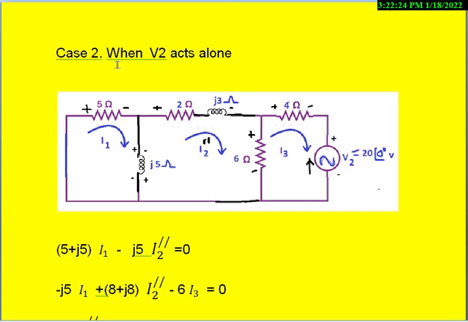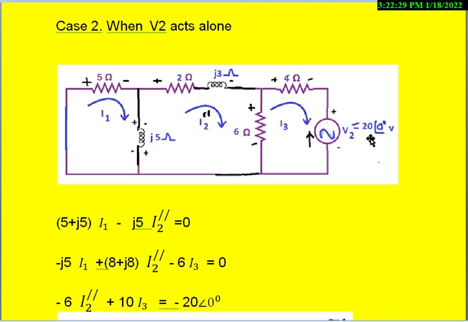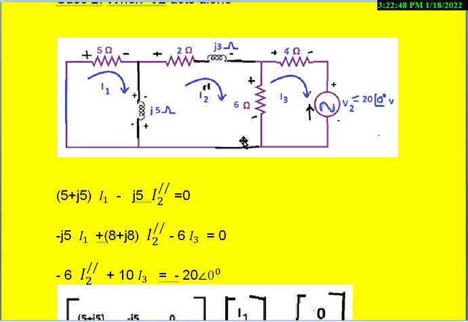Next, case 2. When V2 acts alone, we replace V1 with a short circuit like this because it is a voltage source. Then the remaining circuit will be as it is, and remember here the current directions are not changed. The only thing is the assumed current in the second loop is now I2 double dash.